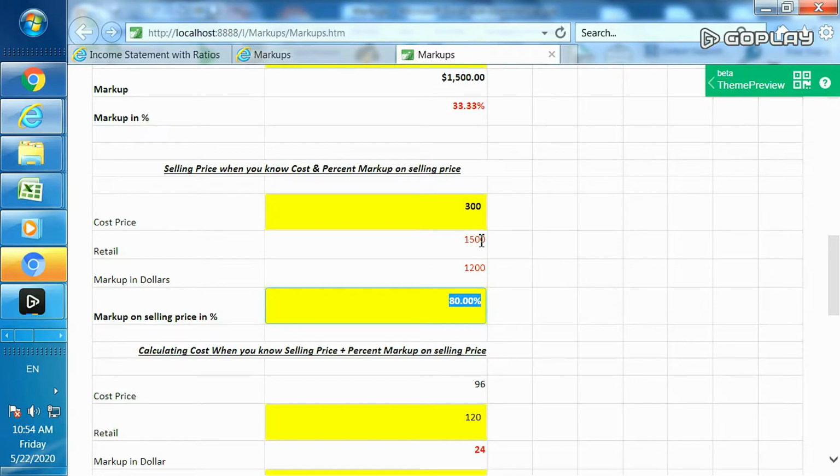All right, so you knew what the markup on selling price was, and you knew what the cost price was for a certain item. Okay, let's say in this case your cost price is $300, and your markup in percentage is 80%. So this calculator will automatically figure out your retail value, and your markup in dollars for that retail, which is $1,200.